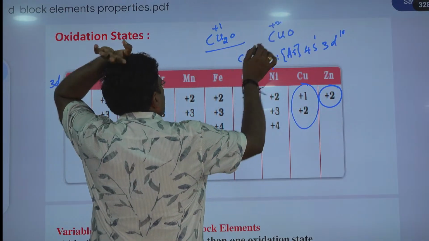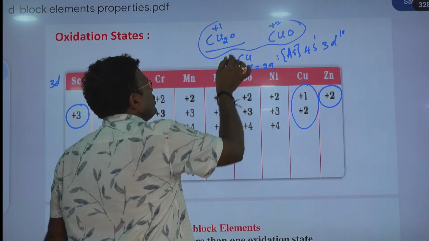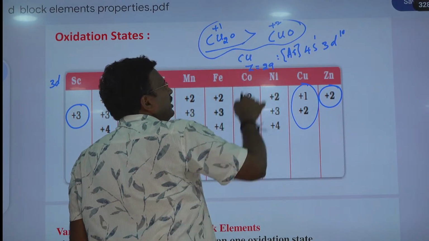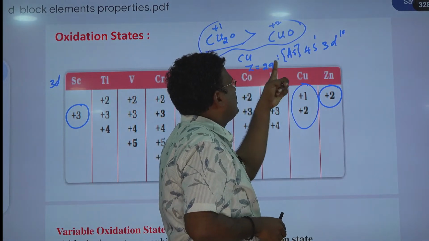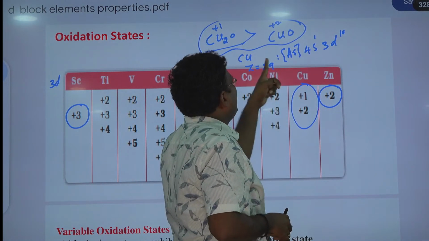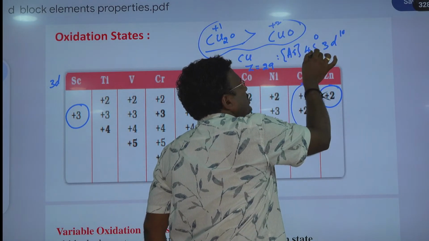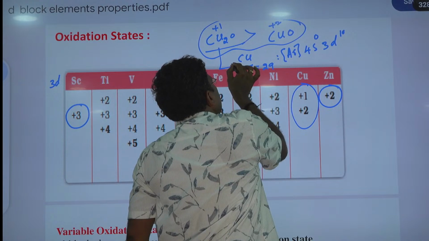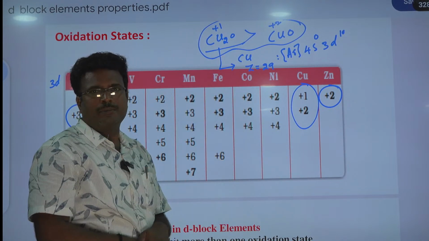Very important question. This question is repeated a number of times in examinations. Which is the most stable? Cuprous oxide is more stable than cupric oxide. In cuprous oxide the oxidation state is +1, meaning the 4s electron is removed. So it is 4s0, then 3d10. This is the electronic configuration of the cuprous oxide oxidation state.